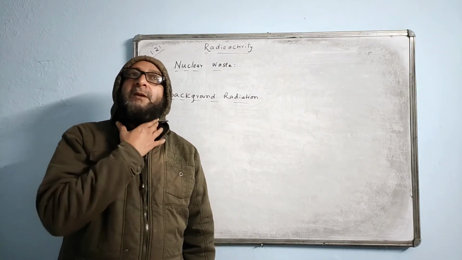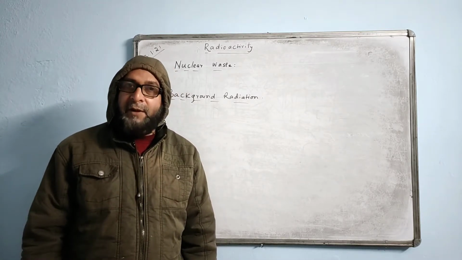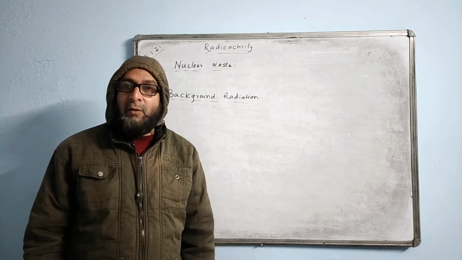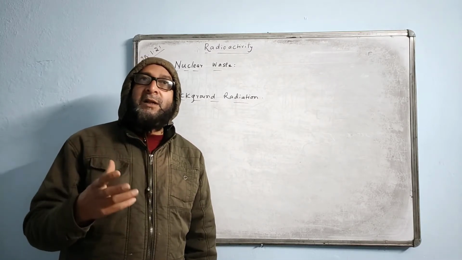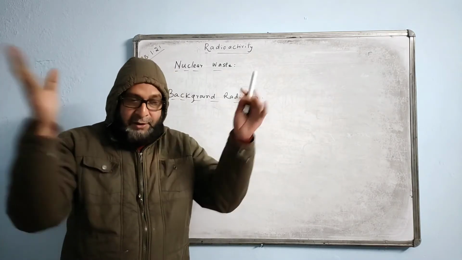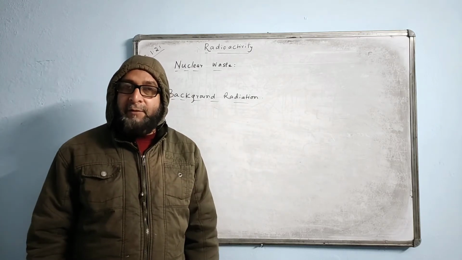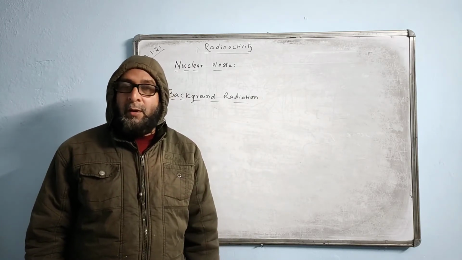For example, sun rays, solar energy is reaching the earth. Can we avoid them? Answer is no. There are radiations coming from space in the form of cosmic rays. They are reaching the earth, and all of us are receiving them. Can we avoid them? Answer is no.